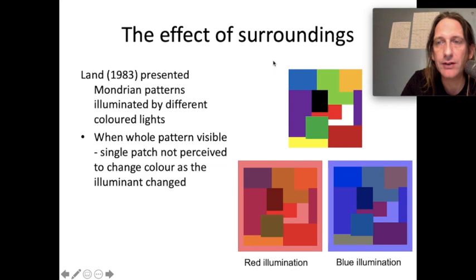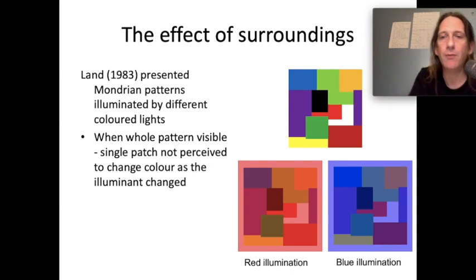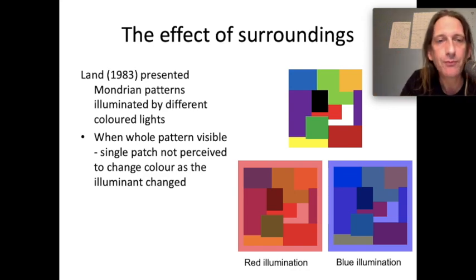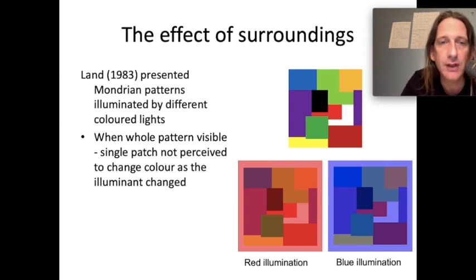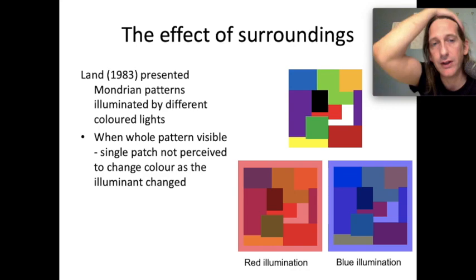And we think this, together with memory, which we'll look at in a minute, we broadly think this is true. Exactly how this is done is still somewhat of a mystery, but we do know that the brain takes into account the surroundings, the ambient lighting conditions that it's viewing the object under. And we can see this with this example here, an experiment by Land in 1983. He presented these Mondrian patterns, and they are illuminated by different coloured lights.